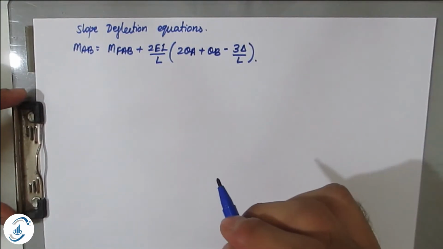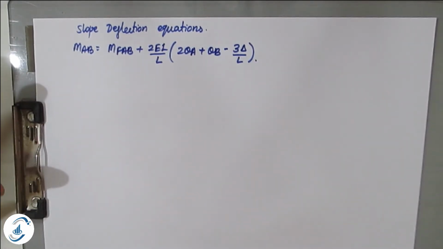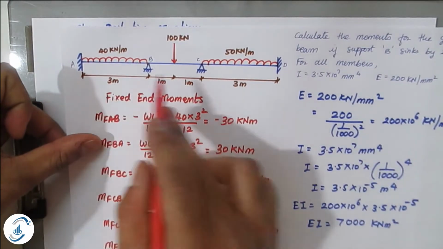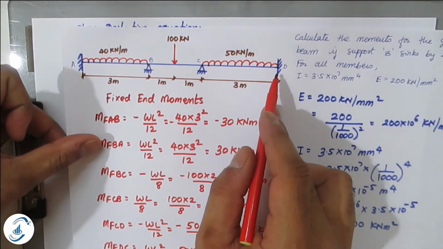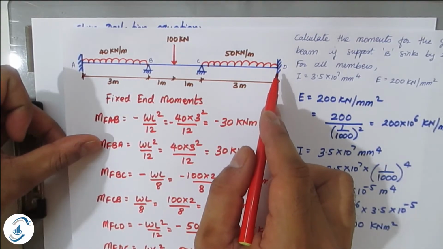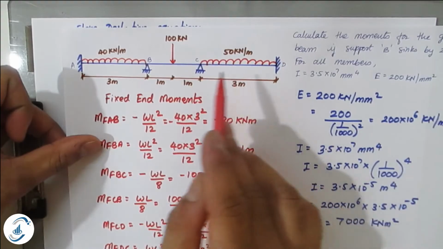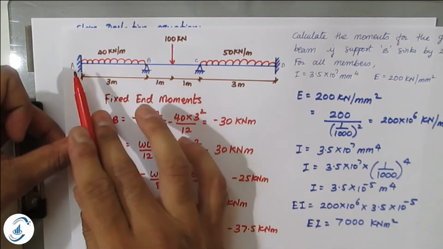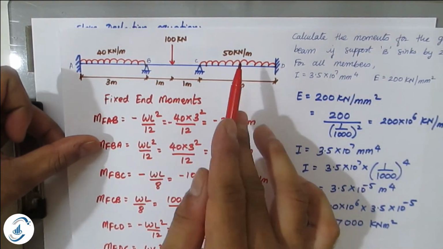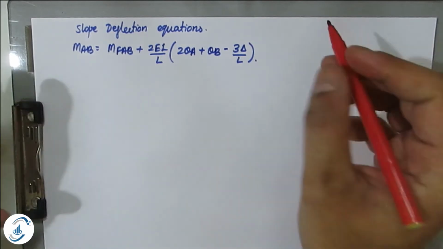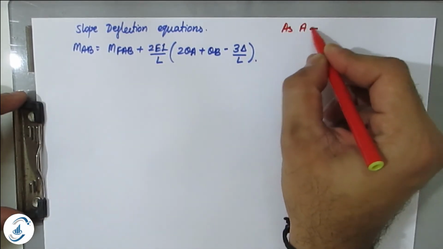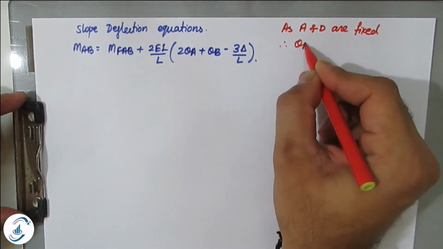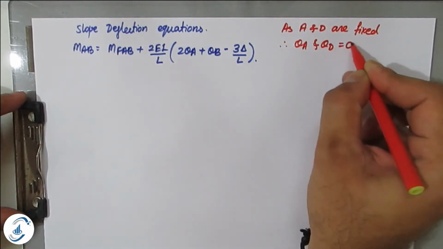Before moving again in this particular problem, we shall write down here, as you can see in the beam, end A and end D is fixed. Therefore there will not be any rotation at A and D possible. Only possible rotations are at the point B and at the point C. So theta A and theta D will be 0 because the ends are fixed. So we will write down here, as A and D are fixed, therefore theta A and theta D is equal to 0.